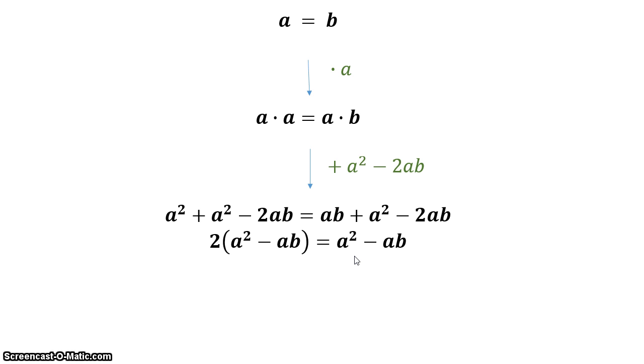Have you noticed something interesting? Both sides of my equation have the same expression, A squared minus AB. And if both sides of my equation have the same expression, of course, I may divide by it. So let's do it. Let's divide by A squared minus AB. And this is what I receive. 2 is equal to 1. Yeah, I wanted to receive it, and I have.